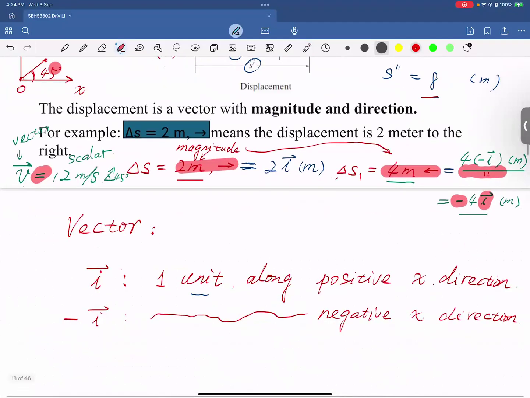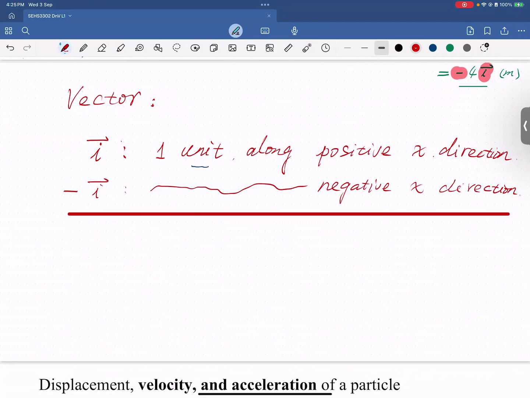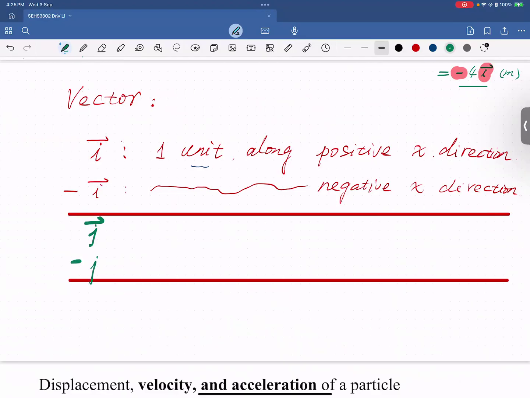Okay, this is I. Similarly, we can have J, right? We can also have K. So we have I, we also have J and negative J.